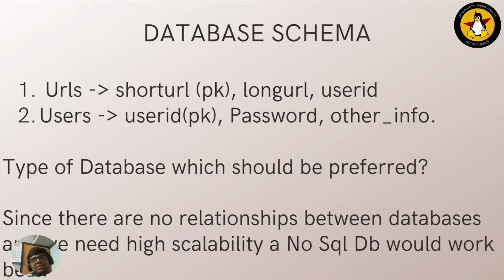So there are two things which I am storing: URLs, where the short URL is your primary key, because every short URL is unique. It corresponds to a particular long URL, and a user ID, the user who created it. And then we have users, who has a user ID, which is the primary key, the password in certain encoded form, and other info, whatever you would like to store about the user: address, phone number, email ID, things like that. Fine. Okay. So now what type of database should be preferred?